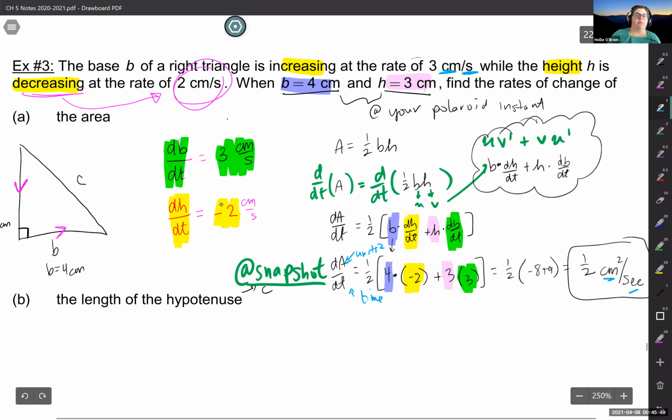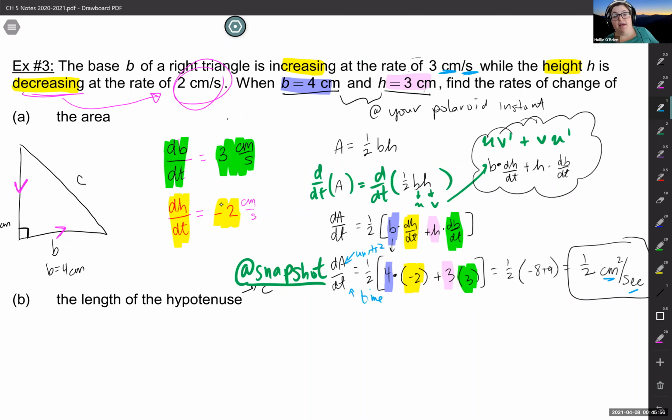So this is why I want to do the whole page together, because we're using the same triangle, the same rates of change, but the difference between A and B is that we're gonna have a different equation. Instead of having area of a triangle, we're gonna have length of hypotenuse. So we need to come up with an equation relating hypotenuse to the lengths of the sides.